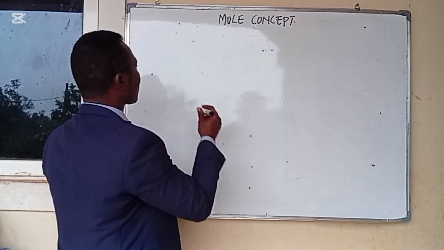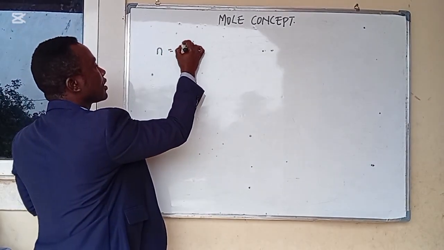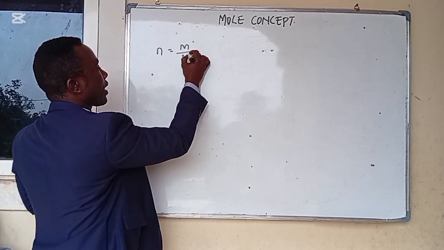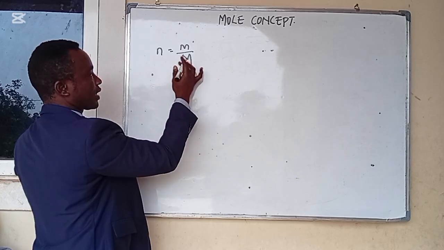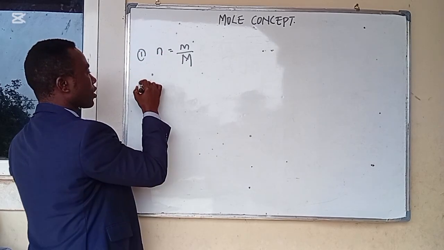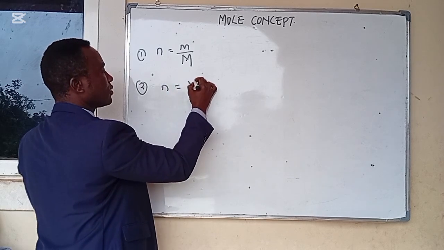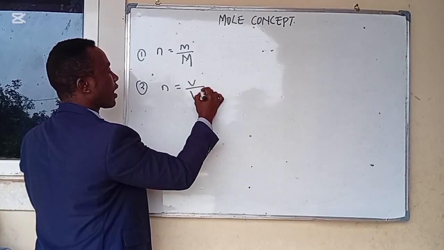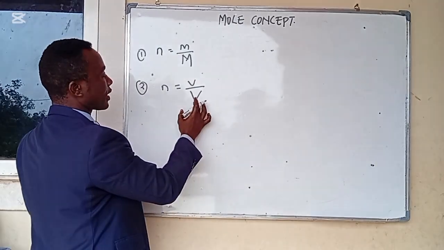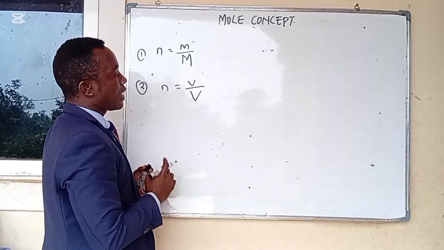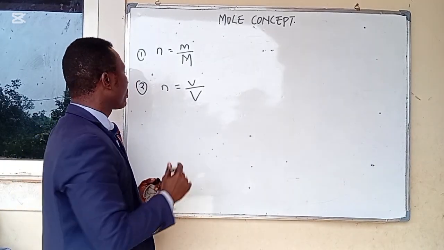Now, we agree that number of moles, n, can be calculated using given mass, m, divided by molar mass. So number of moles is mass over molar mass. That is the first equation I gave you. Then number 2, number of moles can also be calculated using given volume over molar volume. The small v is the given volume, while the capital V is molar volume. And remember that molar volume of gases at STP is 22.4 dm³.